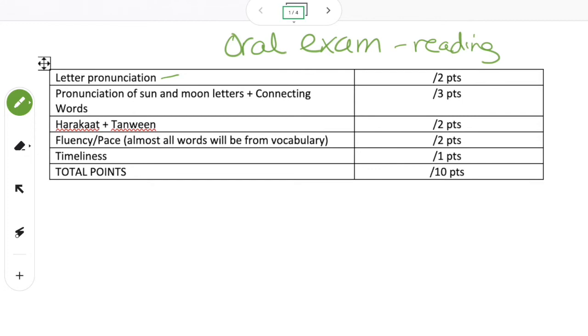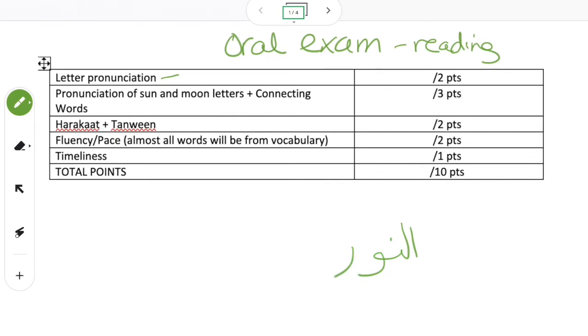Now, this is the rubric. This is what I'm looking at. The first thing that we're looking at here is letter pronunciation. Can you pronounce the letters correctly? It's as easy as that, okay? The second thing is pronunciation of sun and moon letters and connecting words. This is the lesson that we did on huruf al-shamsiyya wal-qamariyya, and we talked about how words get connected.